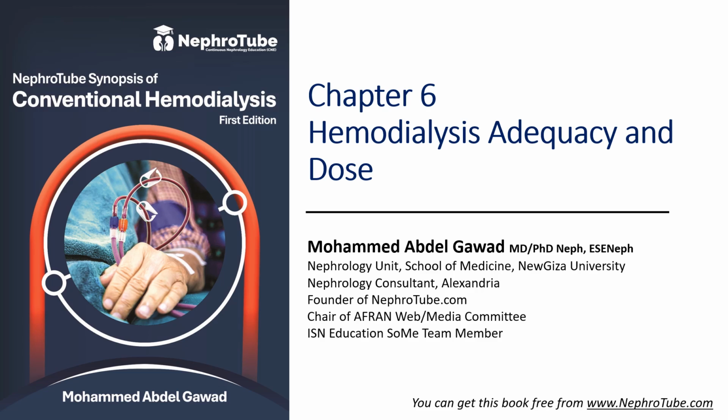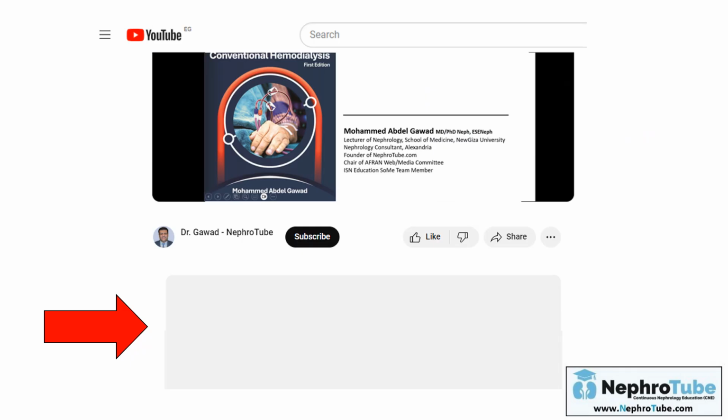Welcome. This is the sixth lecture about conventional hemodialysis, about hemodialysis adequacy and dose. In these lectures, we are discussing the different chapters of the book Nephrotube Synopsis of Conventional Hemodialysis. You can check the previous 5 lectures on our YouTube channel.